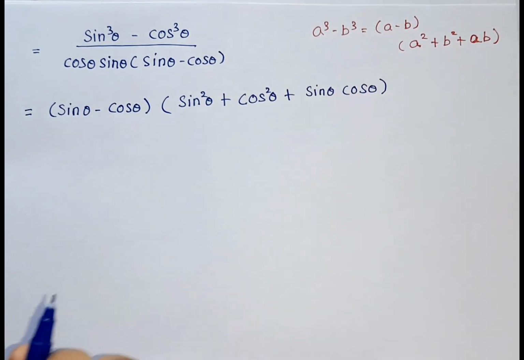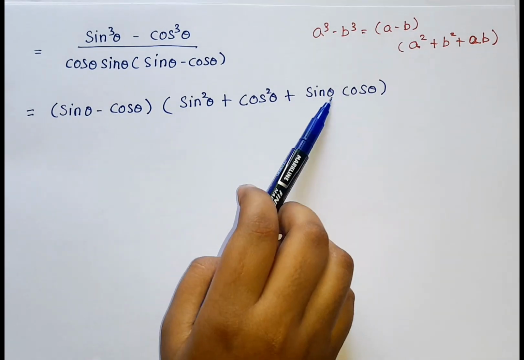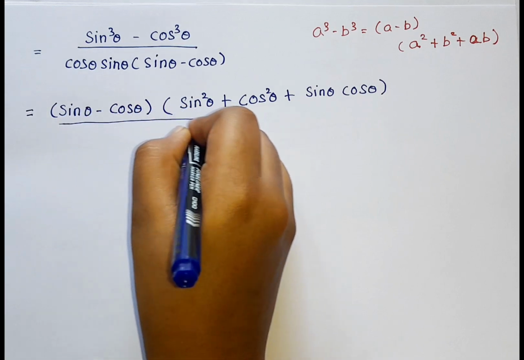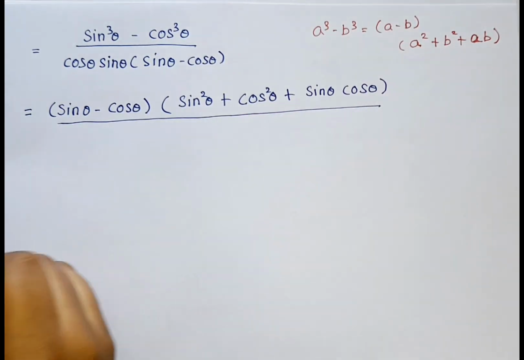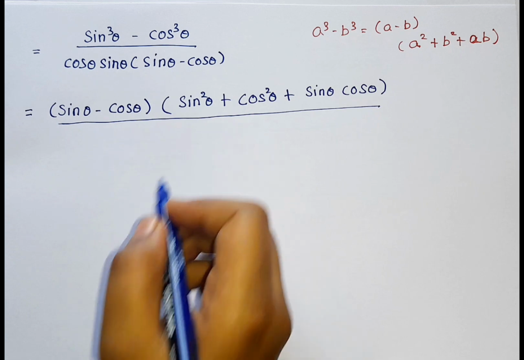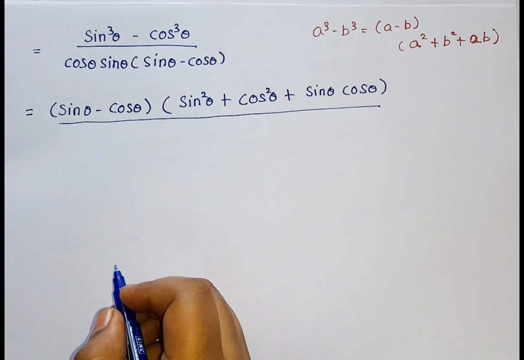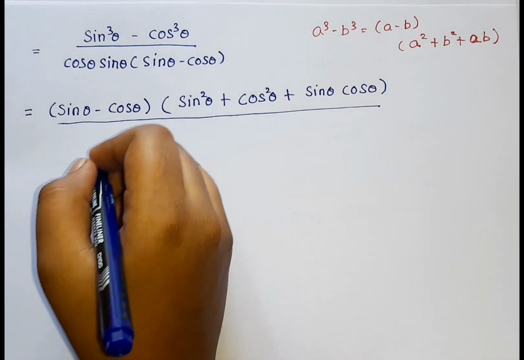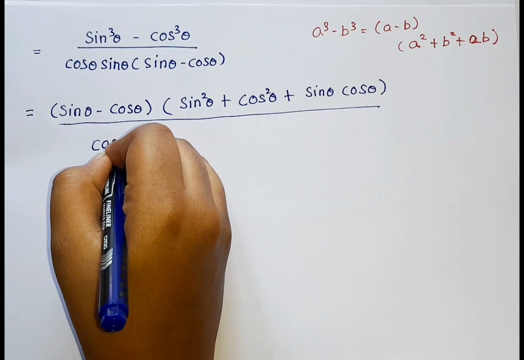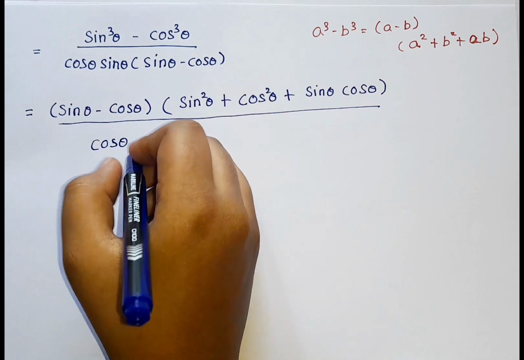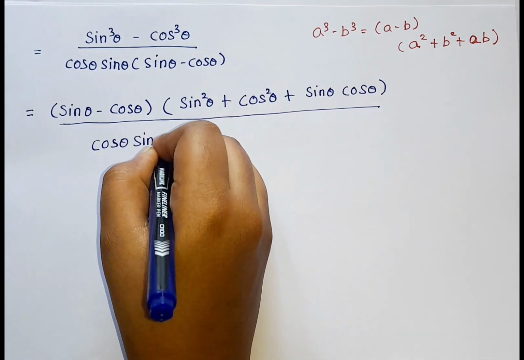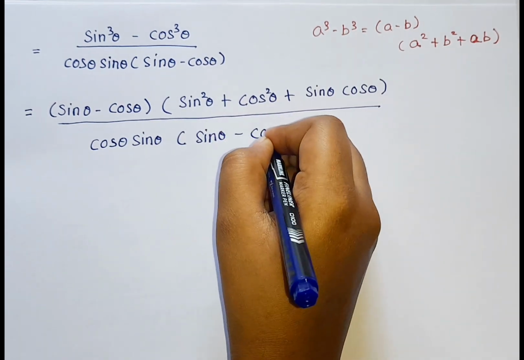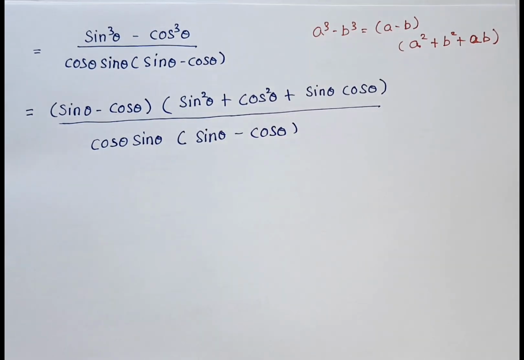And close the bracket. Okay, so sin theta, here it is in the multiplication form. And then you can write divided by this one. I'm just writing it bigger. Don't just think that wow it's so big, it is literally easy. So cos theta, this one as it is, cos theta and sin theta minus cos theta.